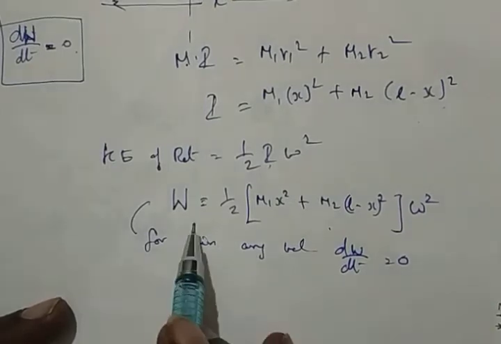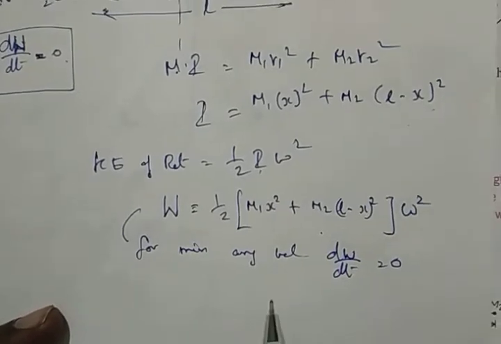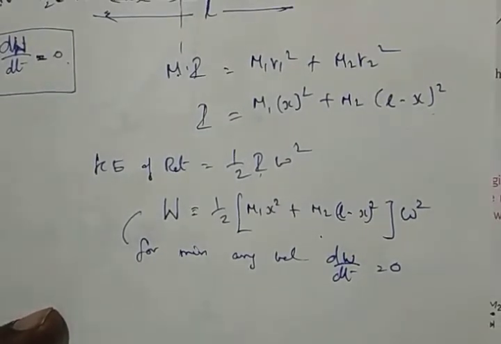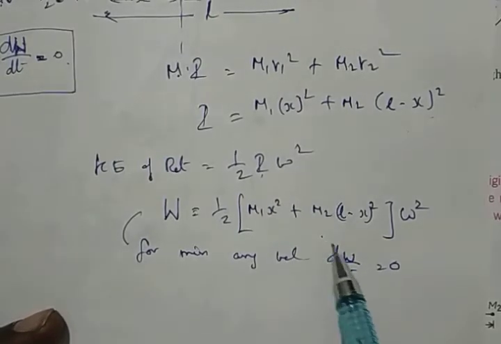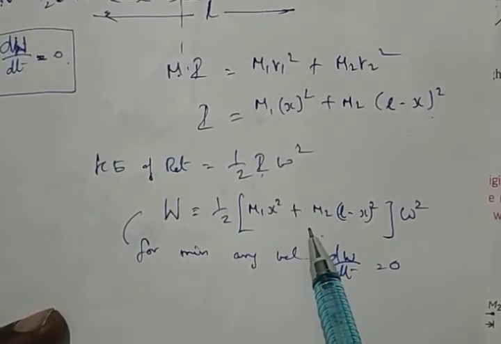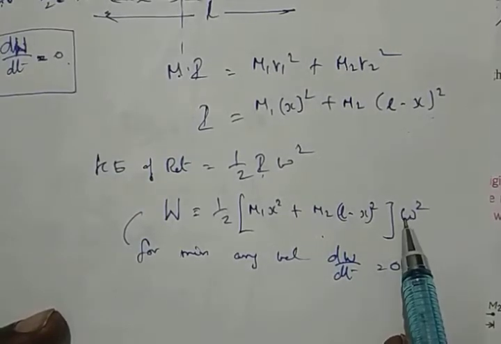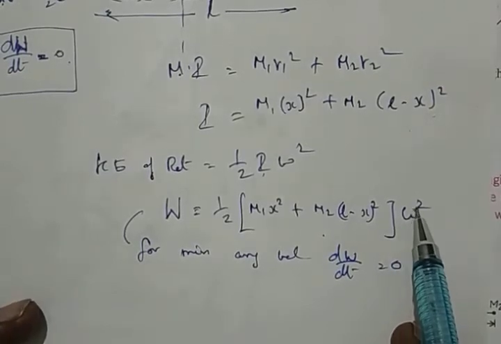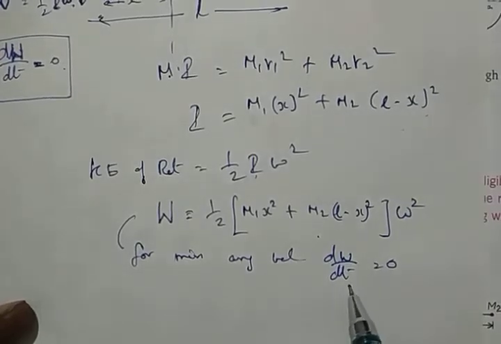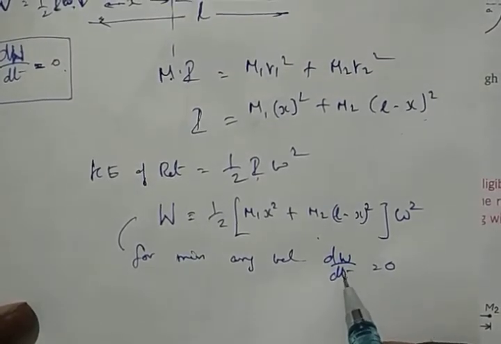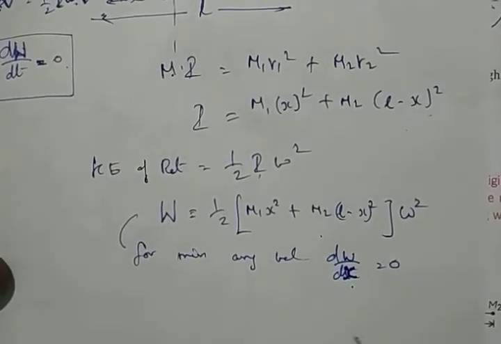So what happens here? In this entire thing, dw by dt, all of them should become 0. Now try to differentiate this whole value here. As you differentiate it, you will find... sorry, it is not dw by dt, it is dw by dx, the rate of change of work done with respect to the distance. What is the distance?